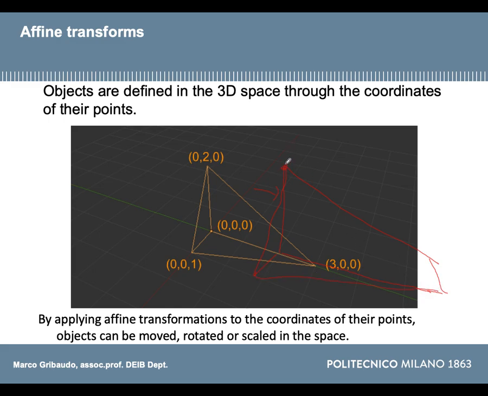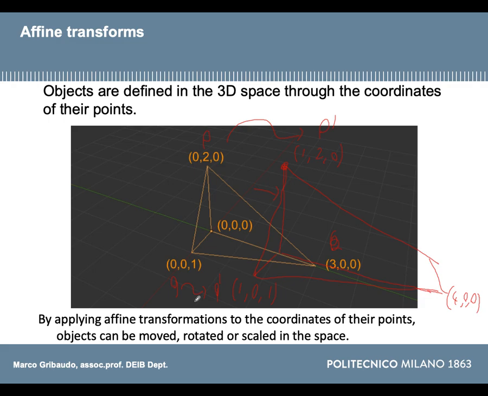Okay, so this vertex might become 1, 2, 0, this other might become 1, 0, 1, this other here can become 4, 0, 0, etc. Each vertex P is transformed into another vertex P prime. And if we apply the same set of transformations to all the vertices of one object, we obtain the same element shifted, translated, or rotated. Okay? So this is the main idea.